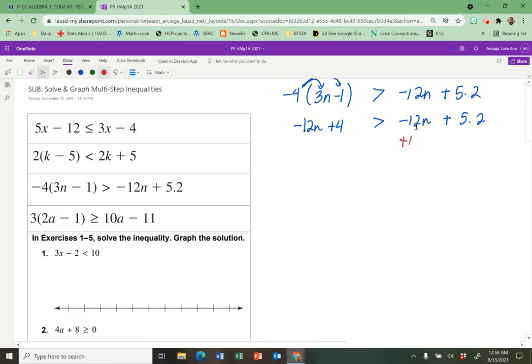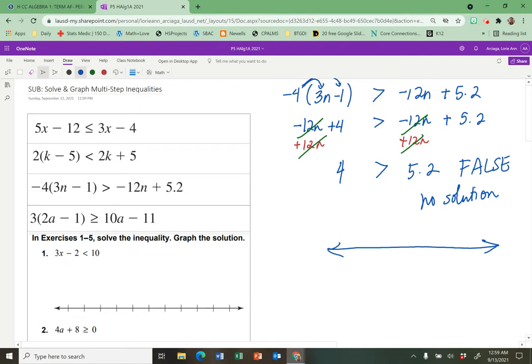We can take away -12n, and as you can see, those will cancel out again, and you'll get constants. 4 is greater than 5.2, and we know that this is false. Okay, so if that's false, then that means no solution. So will you shade anything on the number line? No, you're not going to graph anything because no point or no number satisfies your inequality. So no solutions mean the solution set is empty or the graph is empty.